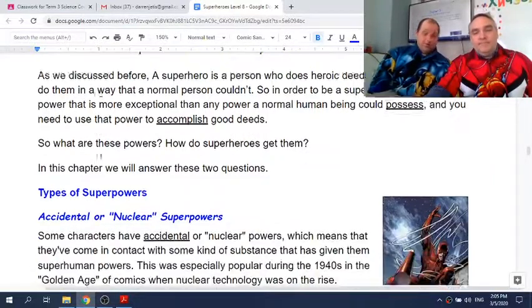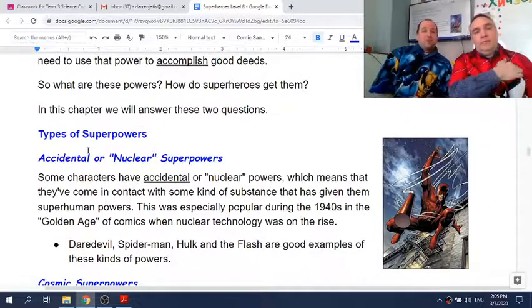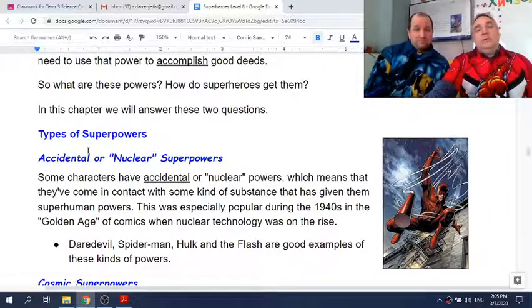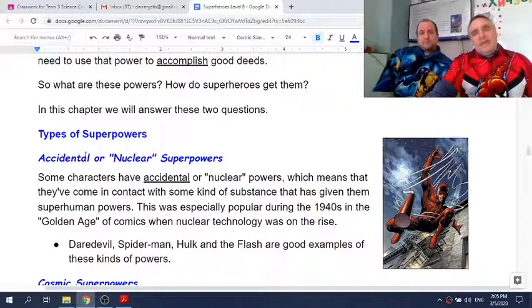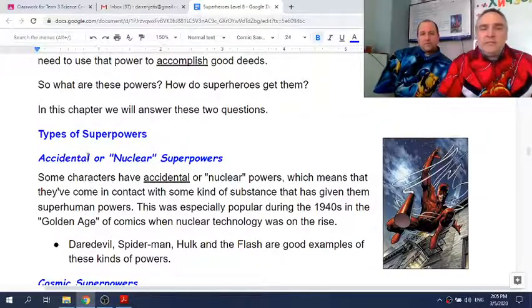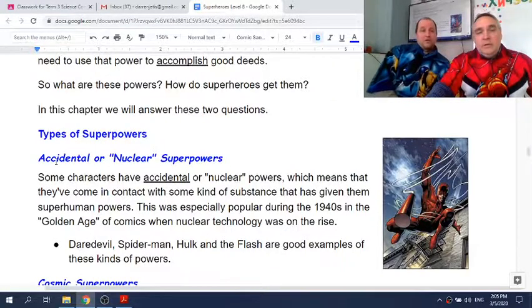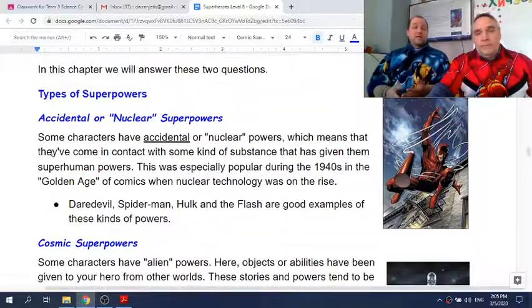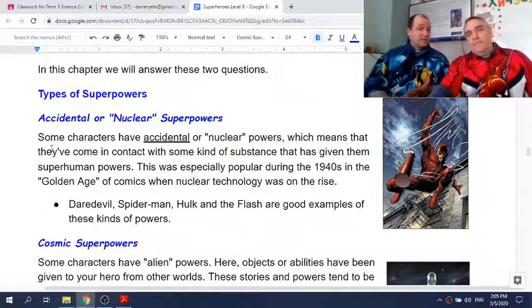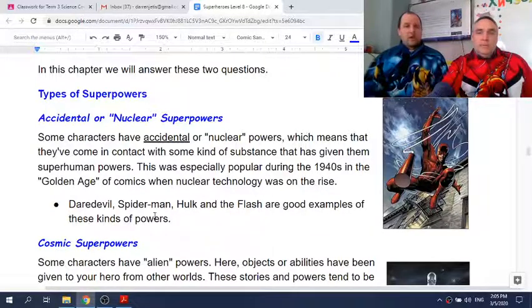All right, let's start with types of superpowers. Our first power-up is accidental or nuclear superpowers. Some characters have accidental or nuclear powers, which means that they've come in contact with some kind of substance that gives them superhuman powers. This was especially popular during the 1940s in the golden age of comics when nuclear technology was on the rise. Okay, so take a look at some of the characters with these powers. Characters like Daredevil, Spider-Man, the Hulk, the Flash, and many, many more.